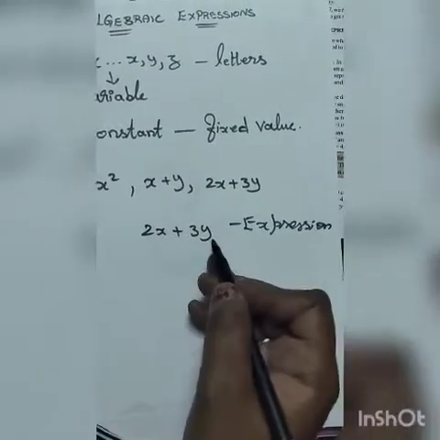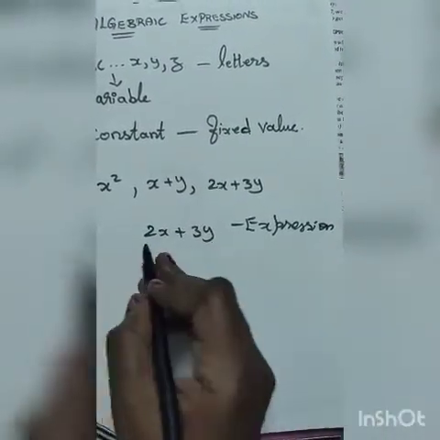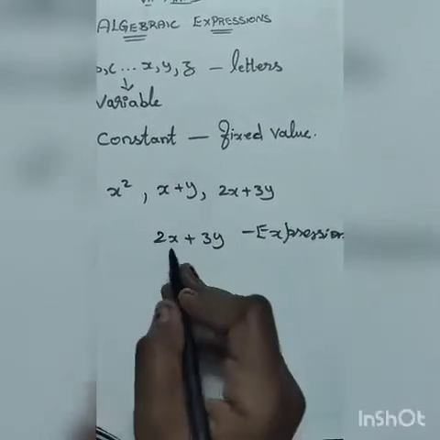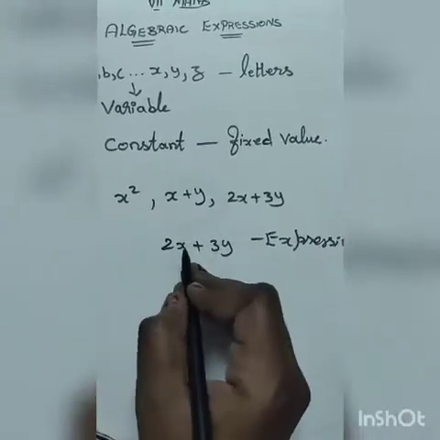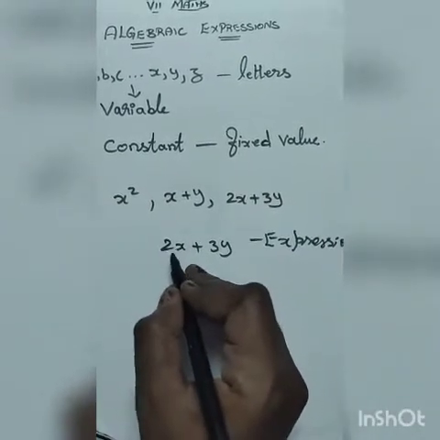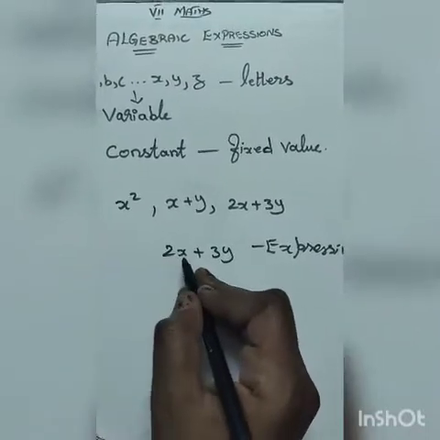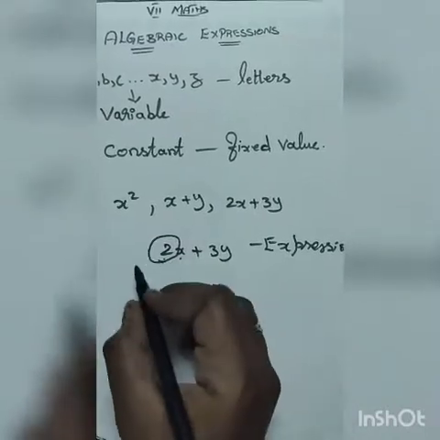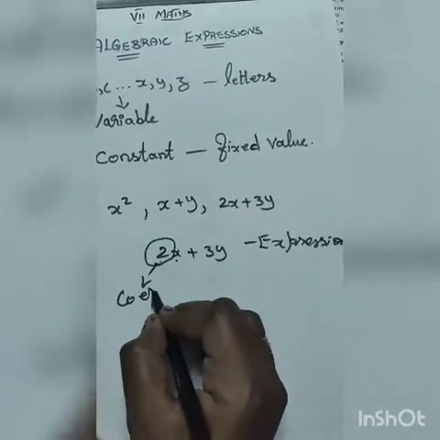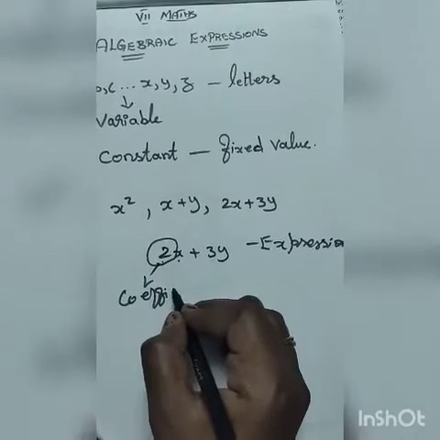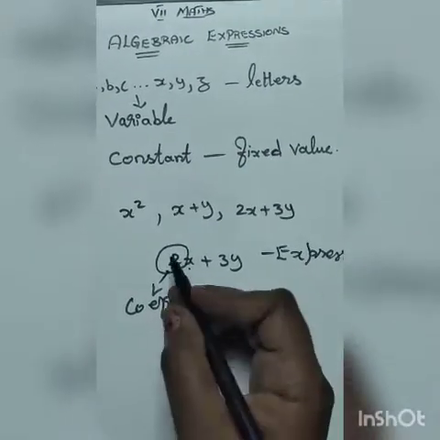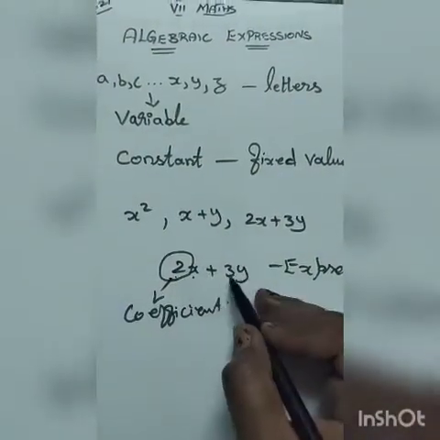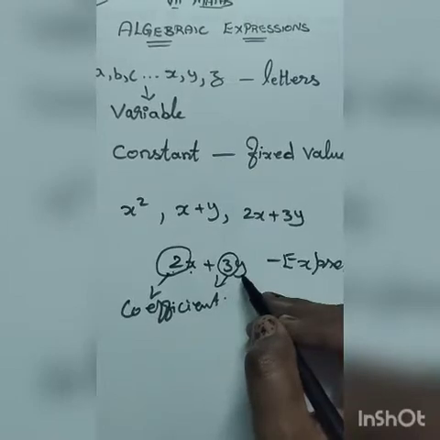See, one term and two terms, because the variables differ. We have different variables, so we have two terms. Here we have 2x. Since 2 is a constant with x, we call this the coefficient of x. It is named the coefficient. Is it okay, children? We say 2 is the coefficient of x and 3 is the other coefficient, for y.